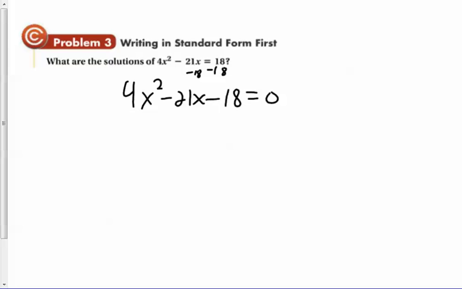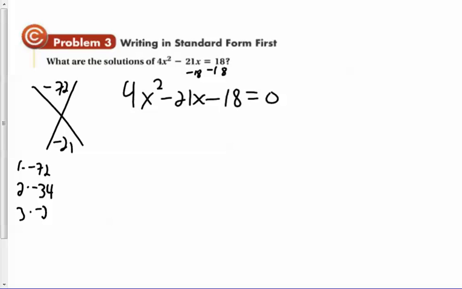We're going to do x factor. So a times c, 4 times -18. 4 times -18 is what? 4 times -18 is -72, and our b term is -21. So we list our factors of 72, 1 and -72, 2 and I believe 34, 3 going to 72, 3 and -24, and there you have it, -24 and positive 3.